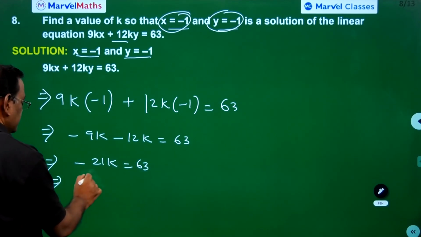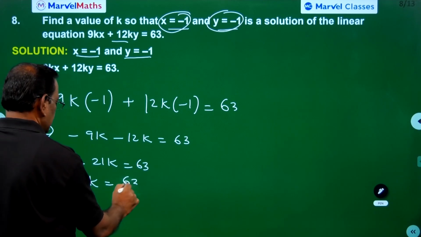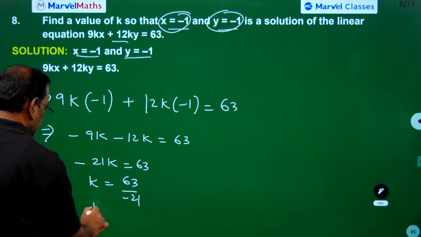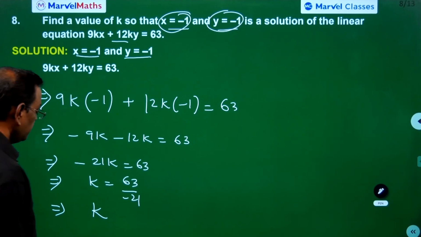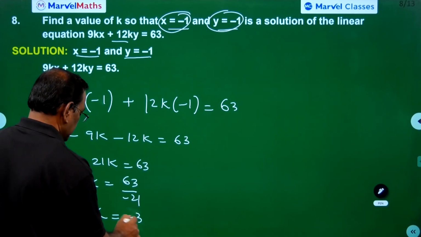So, what is the value of k? k equal to 63 by minus 21. The value of k is 63 by minus 21, which is minus 3.